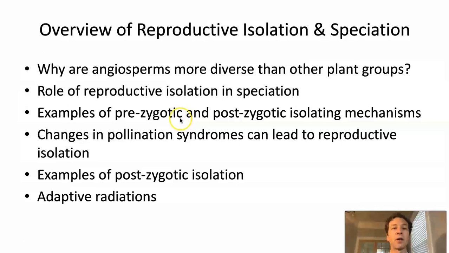We just talked about ecogeographic barriers, and we talked about differences in timing of pollination as a pre-zygotic barrier. We're now going to talk a little bit about pollination syndromes and attracting different pollinators as a pre-zygotic barrier. After that, we'll talk about post-zygotic isolation and adaptive radiation.